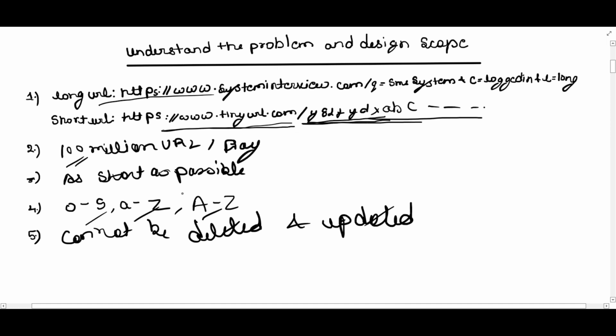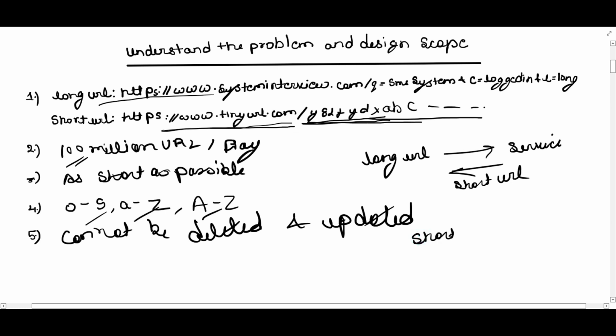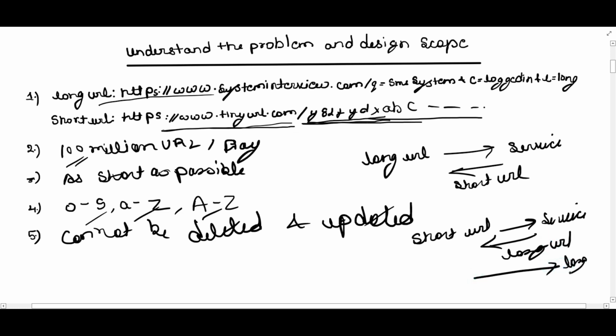So let's proceed. We got the idea: we get a long URL, and our service returns a short URL. When we pass the short URL to our service, it returns the long URL, and the browser automatically redirects to the long URL.